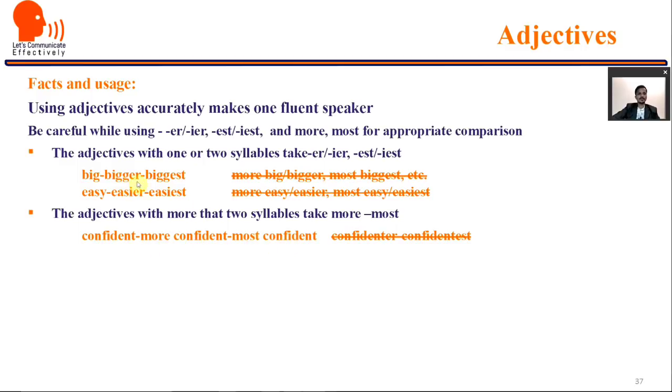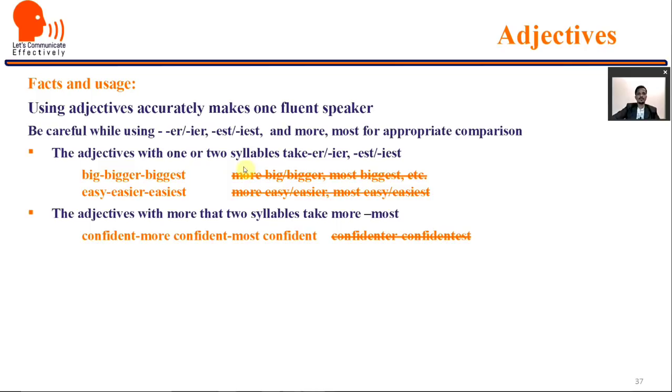Right. So here, big, bigger, biggest. We should not say more big, more bigger, or most biggest. We have a habit of saying like this: more bigger or most bigger. Both are wrong uses. Confident, confidenter, or confidentest, something like that, is also not accepted in formal English. That is not a correct usage.